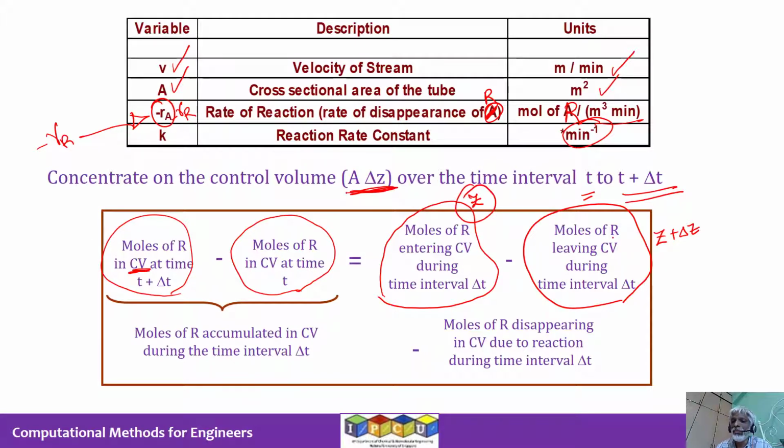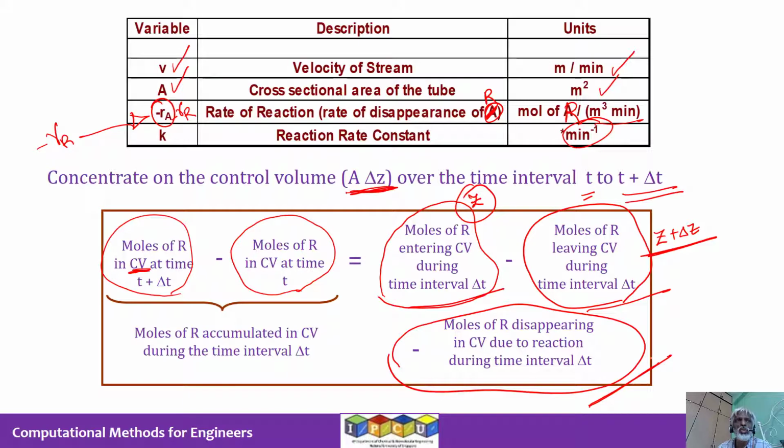And where the moles of R leave the control volume during the same time interval, that occurs at position Z plus delta Z. And what has happened within this control volume is, because of the reaction, some amount of R has disappeared. That is this particular term. So for R, because it is a reactant species, you have accumulation, you have the inflow, you have the outflow, and you have the consumption or disappearance of R.